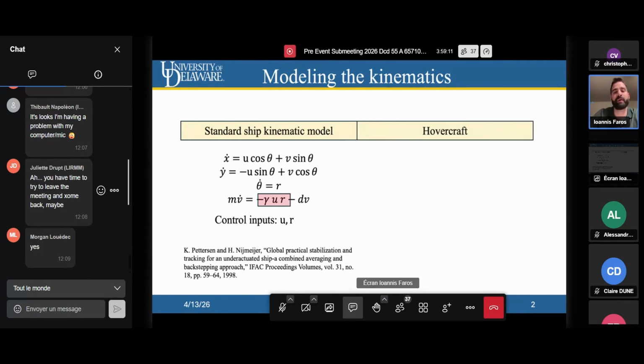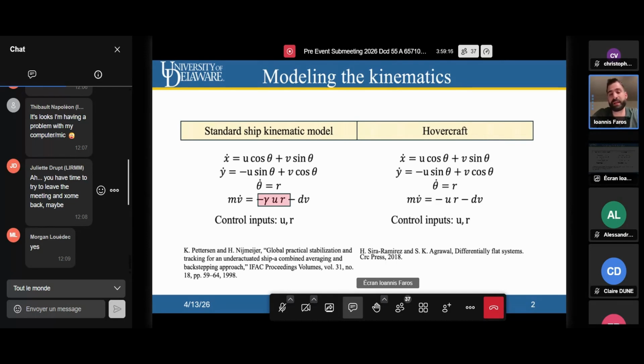On the other hand, we have the hovercraft kinematics, which are basically the same as the ship model. And that's very interesting, because the hovercraft appears to be differentially flat. It appears to be differentially flat because this term here has gamma equal to 1, meaning that we take the kinematic model of a ship, we force gamma to be equal to 1, we choose it if you want, and we can prove that the hovercraft is differentially flat.